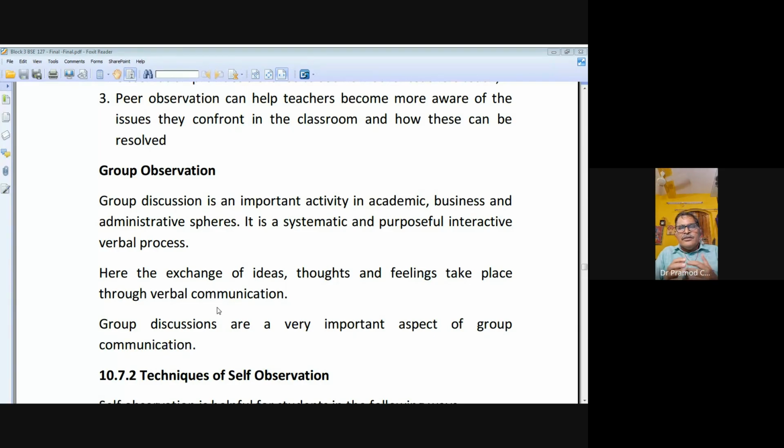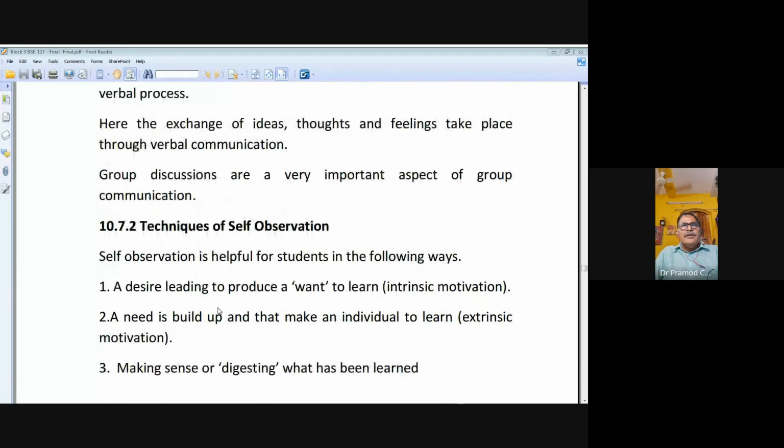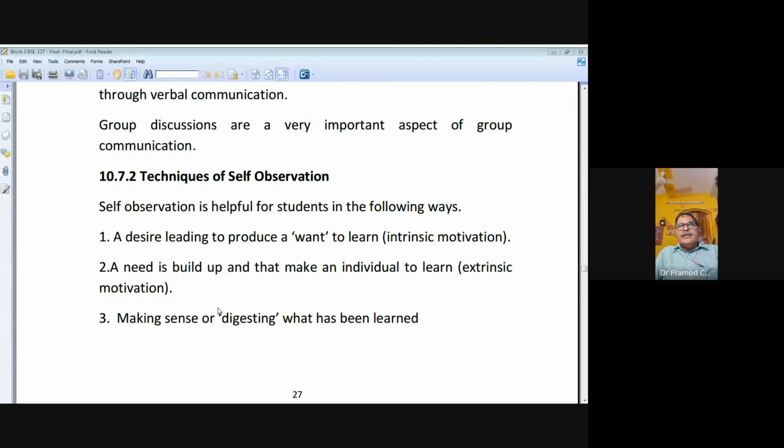Suppose the students are there, the teacher is there, and a topic is discussed. If anybody is expressing his thoughts and feelings properly through verbal communication, then automatically we can know that he has cognitive, affective and psychomotor power. Last of all, we can say that self-observation is there.